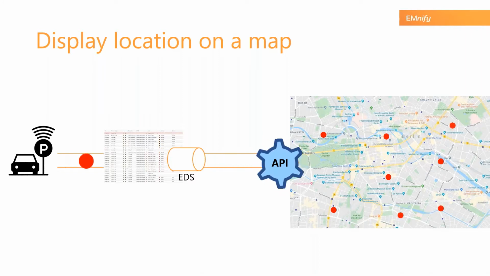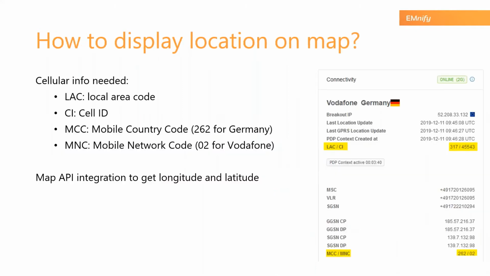So in order to do so, specific information from EMnify events is required. And this is basically what we already display on the EUI. So we need the LAC, local area code. We need the cell ID, the mobile country code, and the mobile network code. So each mobile provider has registered themselves and received such a code. And using those four pieces of information, we can get the longitude and latitude from an API map. And today we will use the API of Google Maps.